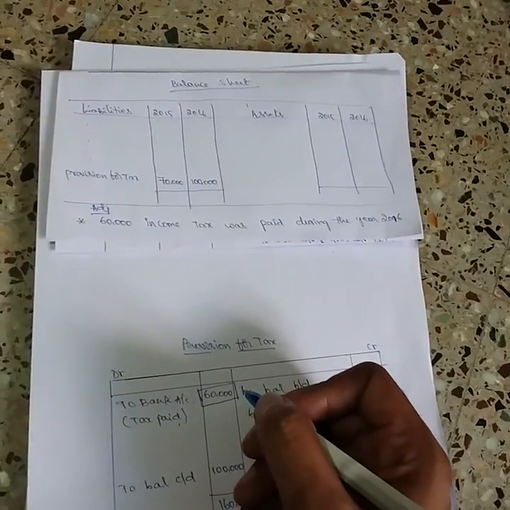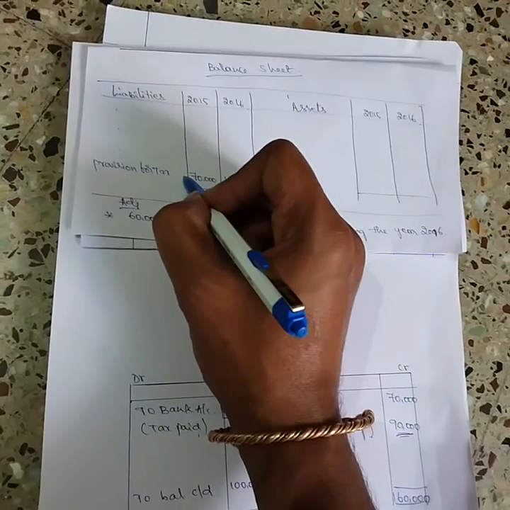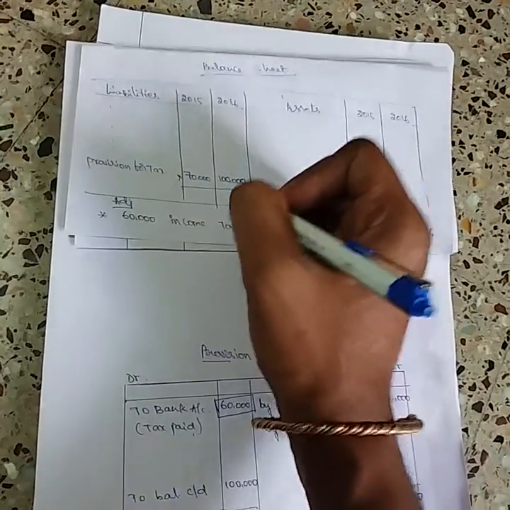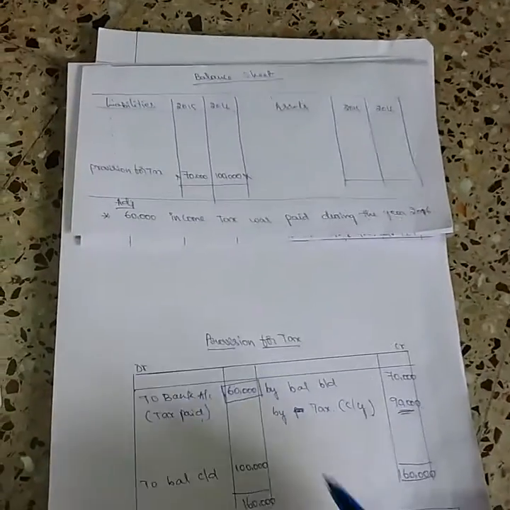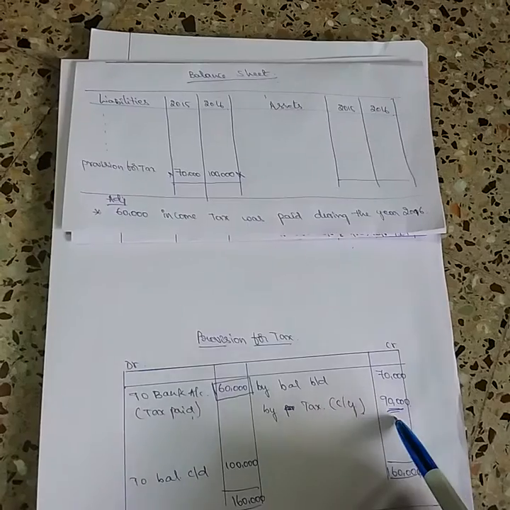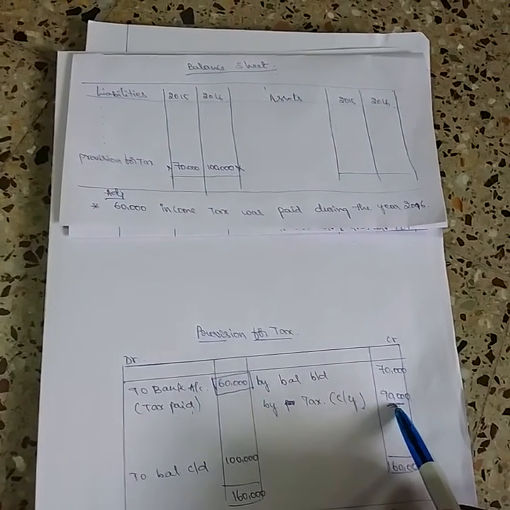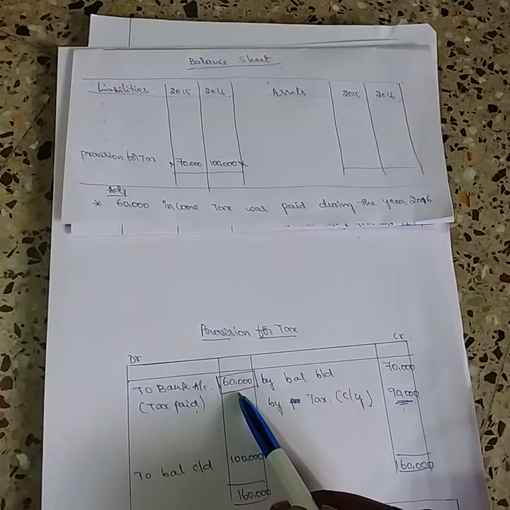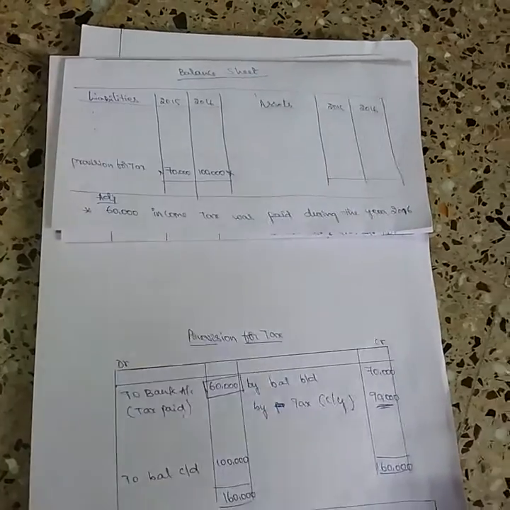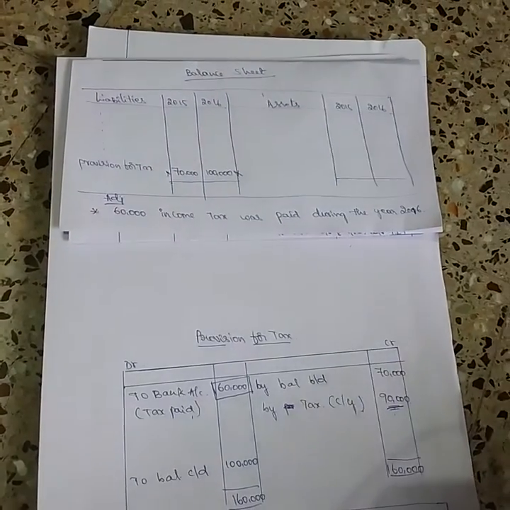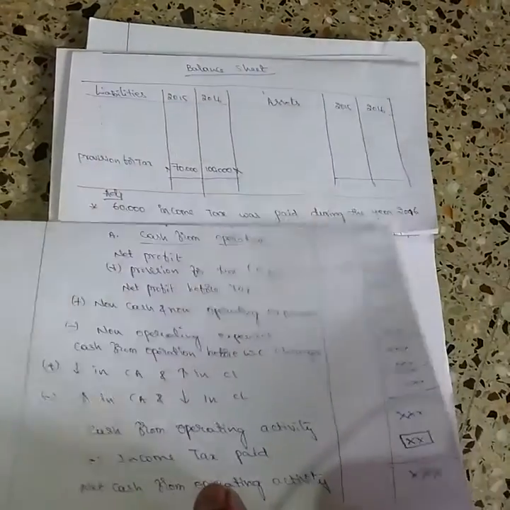In this problem, we do not write this 70,000 as well as this 1 lakh anywhere in the cash flow statement. We need these two pieces of information, I mean current year provision for tax and current year income tax paid amount. Now we write these two amounts. Current year provision is 90,000 and current year income tax paid is 60,000.